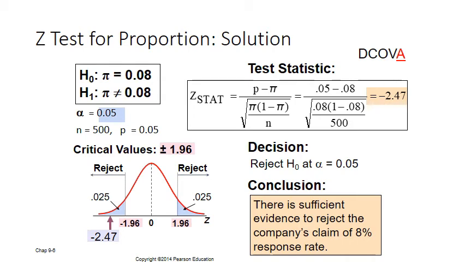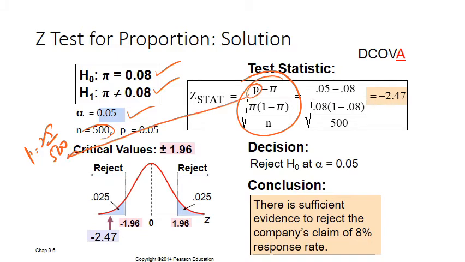Everything is exactly the same. We define null and alternate hypothesis. The claim was pi is 0.08 and alternative is pi not equal to 0.08, alpha is 0.05 and n is 500. So p is 0.05, like 25 over 500 is 0.05. So for the critical value, we calculate these statistics using this formula. You are given p 0.05, pi 0.08, and here you will substitute pi.